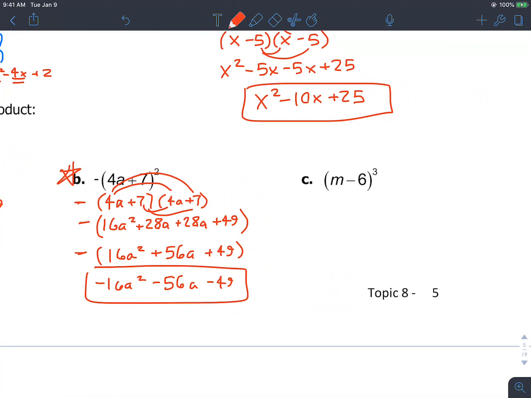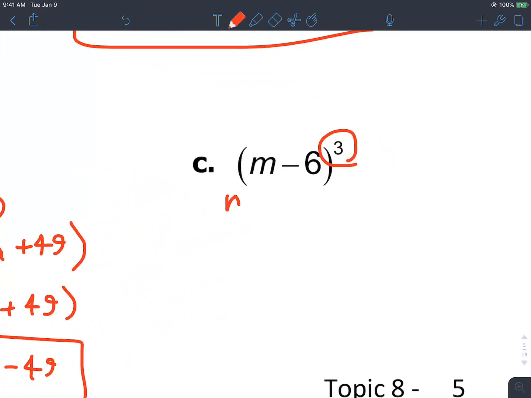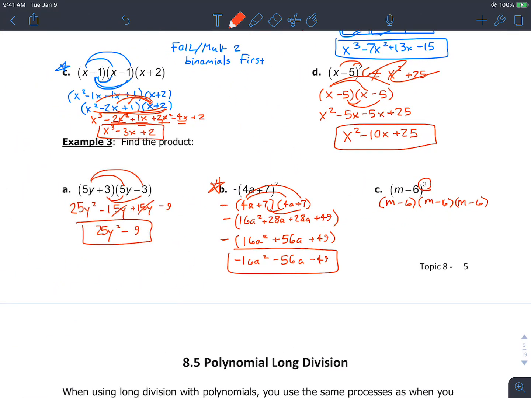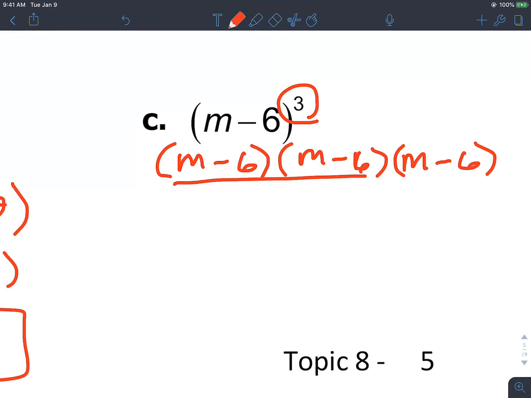All right, last one here. Notice that this thing is cubed right here. So we're going to go ahead and write it out 3 times this time. n minus 6, n minus 6, and then n minus 6. Okay, so kind of like that example we saw, I guess C up here, it's going to be the same idea. You're going to FOIL 2 together at the same time.